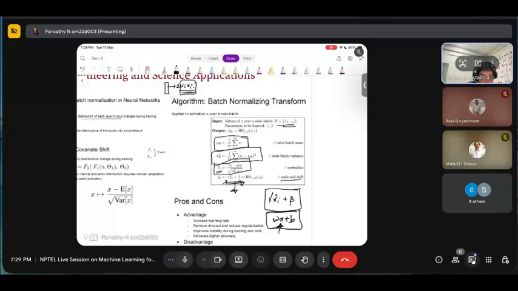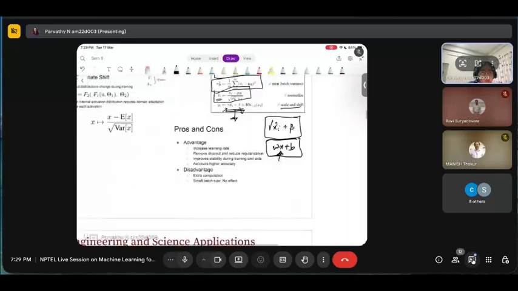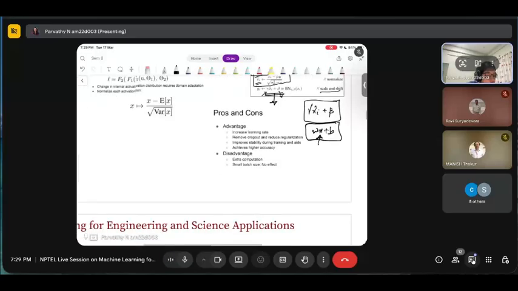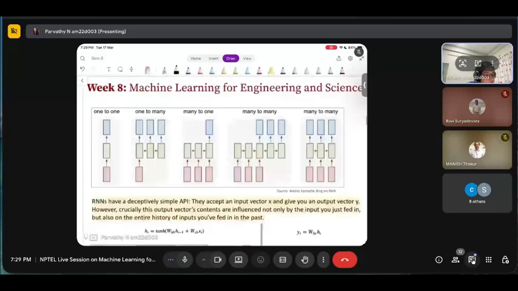Batch norm is not something we should always use. Depending on the data set, we may or may not use batch norm, whatever is working for your data set. Batch norm has certain advantages and disadvantages. Advantages, as discussed in the video, are that it helps increase the learning rate, it removes the need for dropout, it improves stability, and it achieves higher accuracy. And because one extra layer is added, it requires extra computation. It has also been found that with small batch sizes, there was no effect from batch normalization.